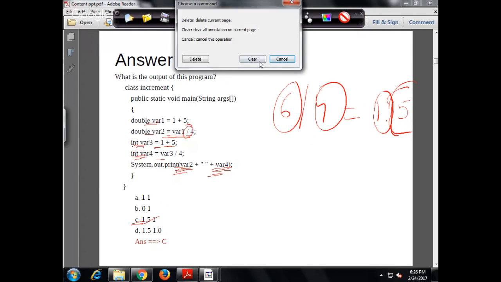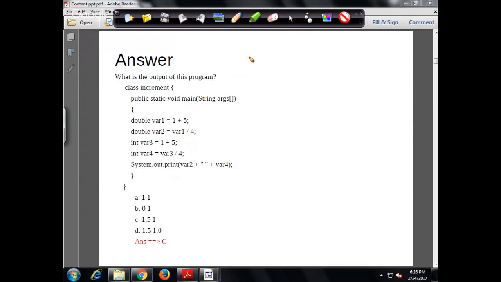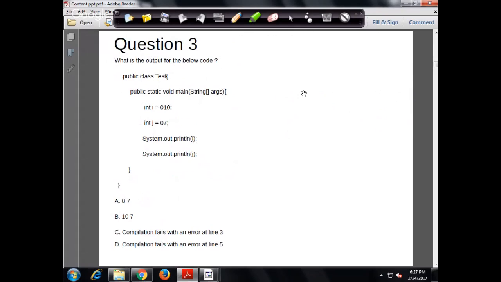So I hope you learned something new with this particular concept. So now I'm going to move to the next question, which is also based on the same concept. Let's have a look at the next question. Yeah, so this is my next question. Just have a look at this question and try to give the answer.